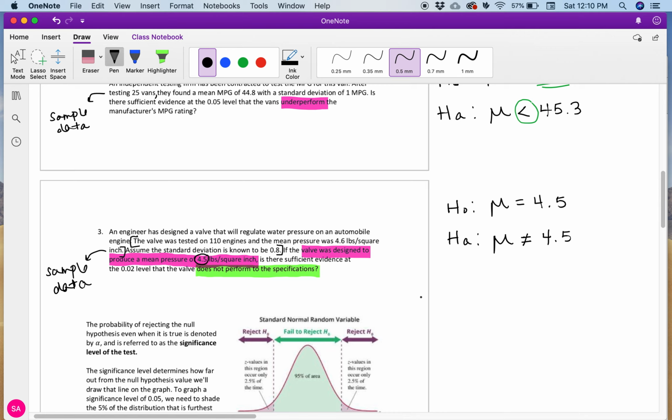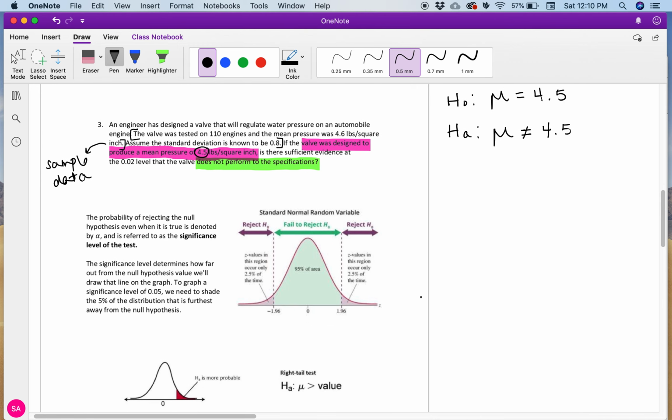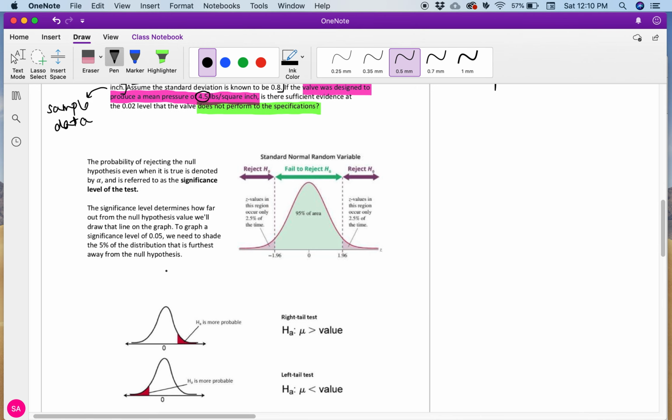Now, I mentioned before, in each of those problems, they mentioned this level. Is there sufficient evidence at this blank level? What is that? So scrolling down, I'll talk about it right here. The probability of rejecting the null hypothesis, even when it is true, is denoted by alpha. That's the Greek letter we like to use if we write it out. But that is referred to as the significance level of the test.